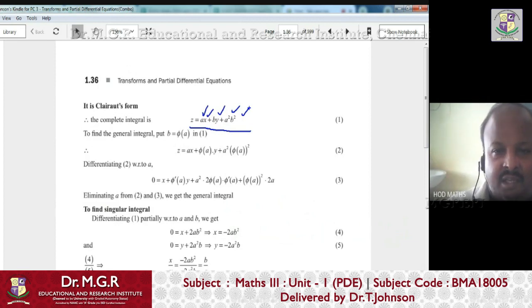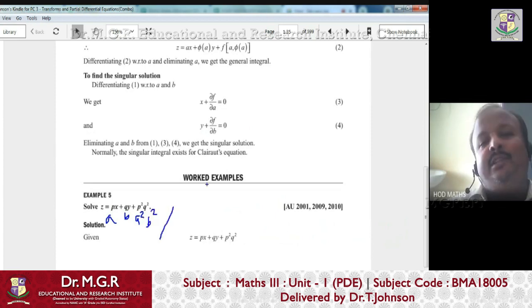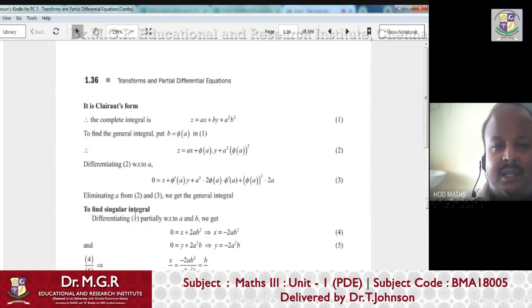Straight away from the equation, whatever the question is given, z equals px plus qy plus a, p square plus q square, if you put p equals a and q equals b, and p square is a square and q square is b square, automatically you will get the complete solution. Because as per the definition of complete solution, the number of independent variables should be equal to the number of arbitrary constants. So here two arbitrary constants and two independent variables. So in type 2, finding the complete solution is very simple, by simply replacing p equals a and q equals b.